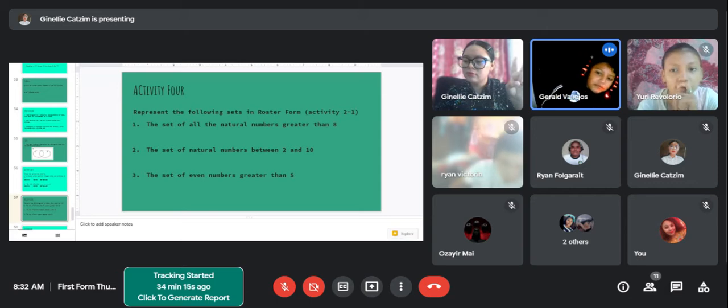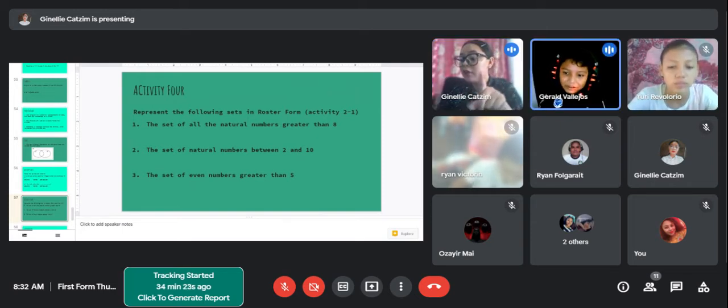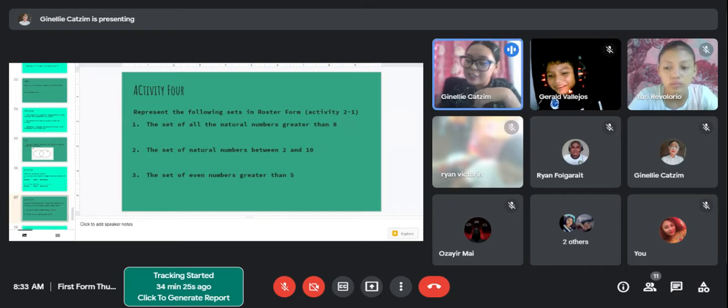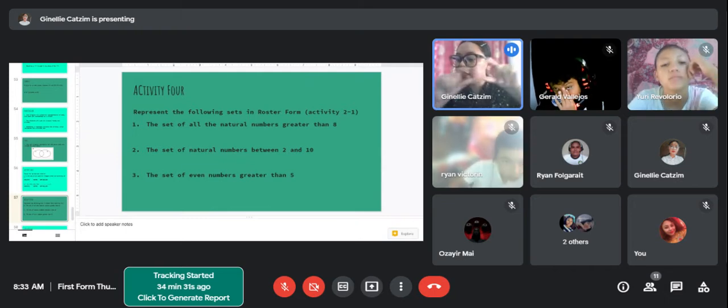Miss, it will be infinite. Yeah, correct. But how will we start representing it? We'll start from 9, null, right? No, that's not null. Remember, we are trying to represent in raster form, to have it as a list, like a little list.